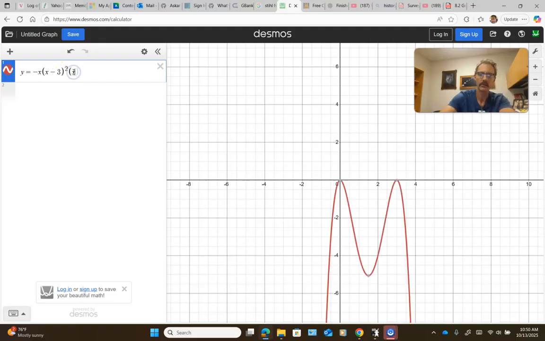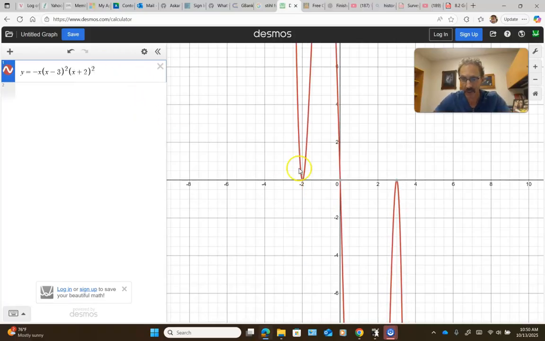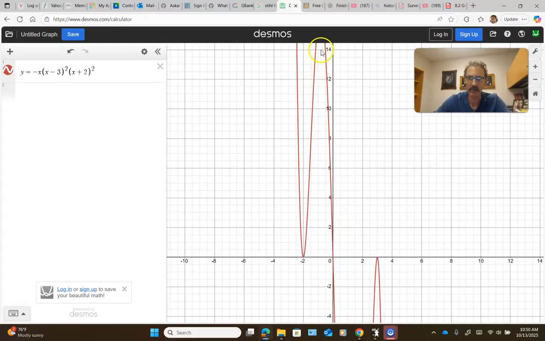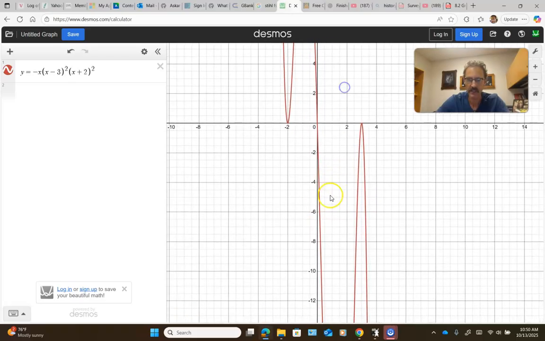And then our other factor was x plus 2, and it was squared. And this is what it looks like. And that is similar to what we got. Now, one thing you will notice is that the function actually goes quite high here before it actually turns around and comes back to this 0. And then same thing down here.